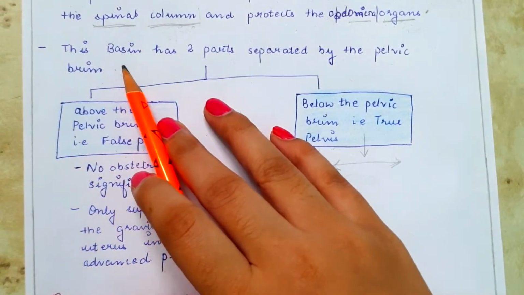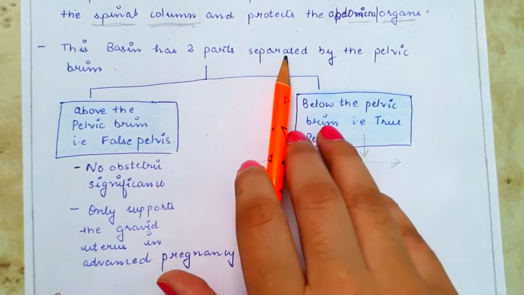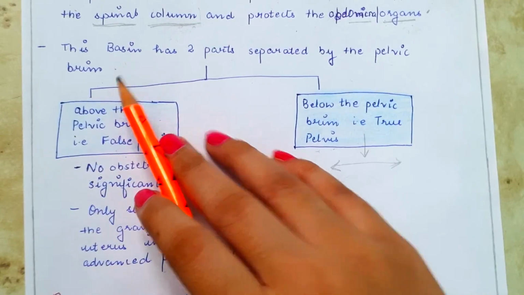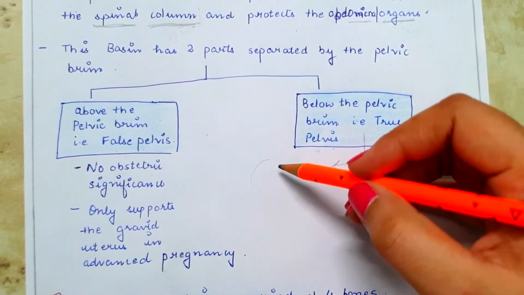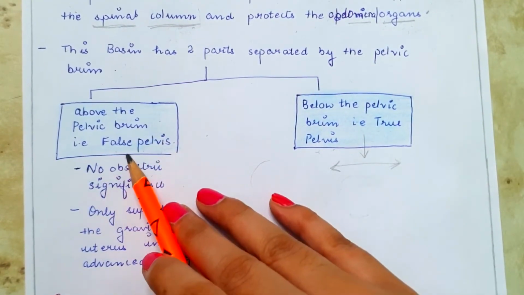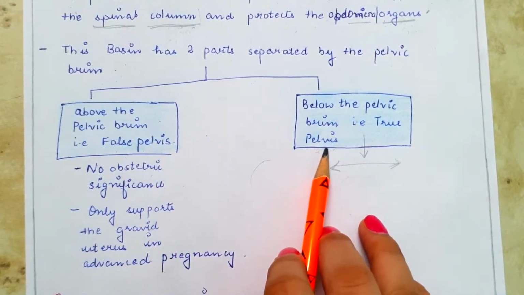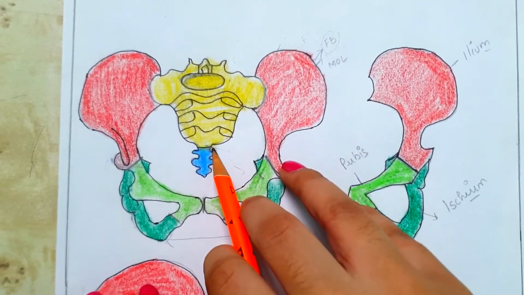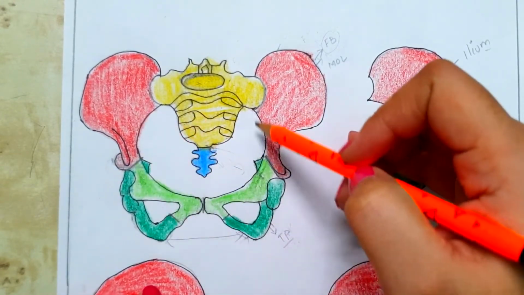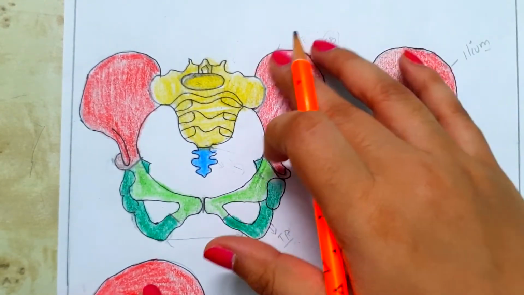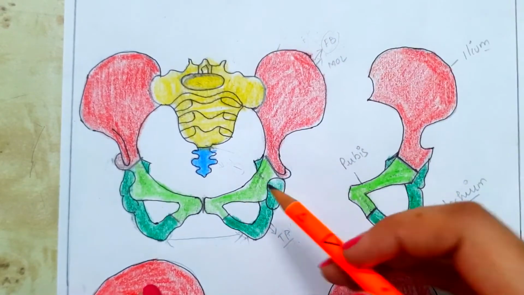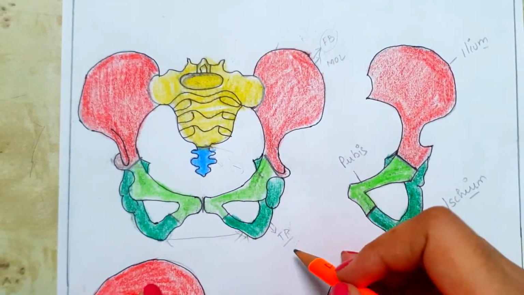This basin shaped structure, or this pelvis, has two parts which are separated by the pelvic brim. So the pelvic brim is situated in the middle, and above the pelvic brim is known as the false pelvis, and below the pelvic brim is known as the true pelvis. As you can see in this diagram, this is the pelvic brim, above it is the false pelvis, and below it is the true pelvis.